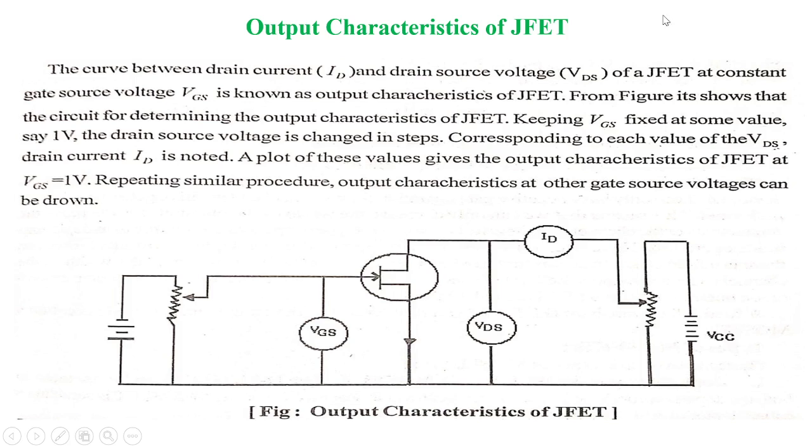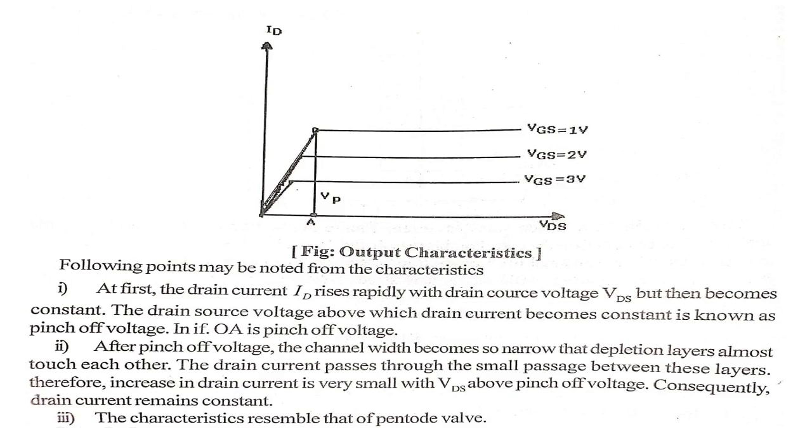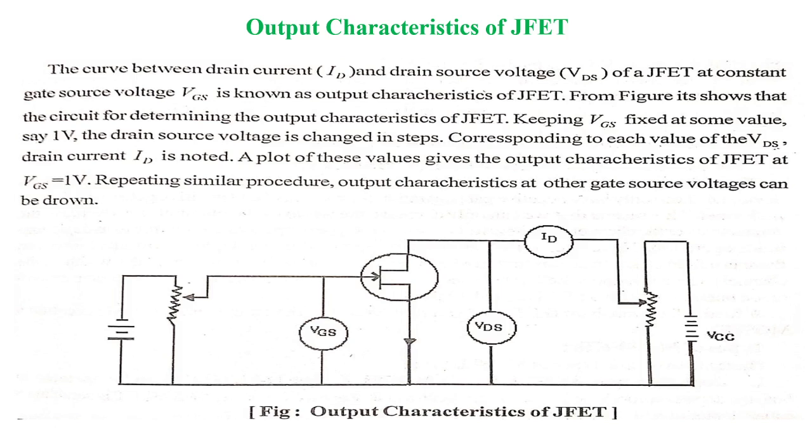Now the output characteristic of JFET. The curve between drain current ID and drain voltage VDS of a JFET at constant gate-source voltage VGS is known as the output characteristic of JFET. See here, that is the output characteristic, the curve between ID and VDS, shown here.